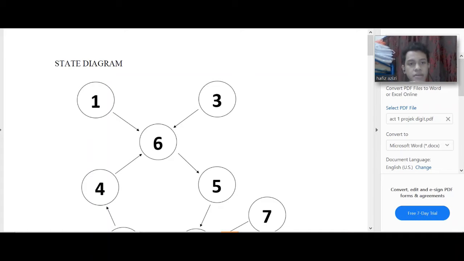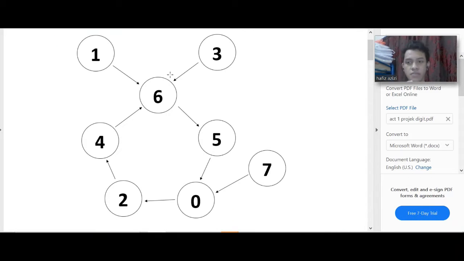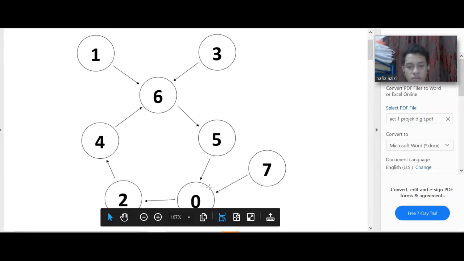Okay, today I will present about our project, our Digit Electronic project. Okay, I do the Act 1. Okay, first of all, I will show my state diagram. Okay, this is my state diagram. The state diagram is 1 to 6, 3 to 6, 6 to 5, 5 to 0, 7 to 0, 0 to 2, 2 to 4, and 4 to 6.